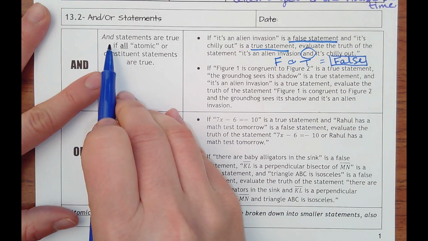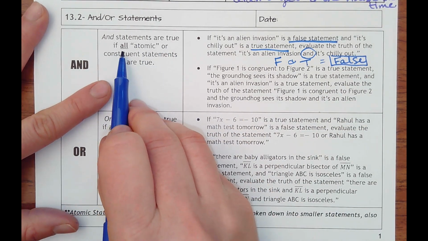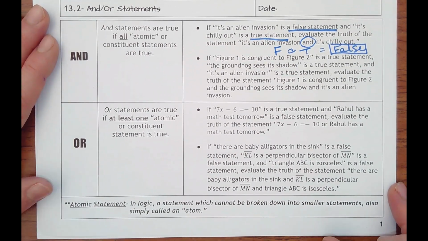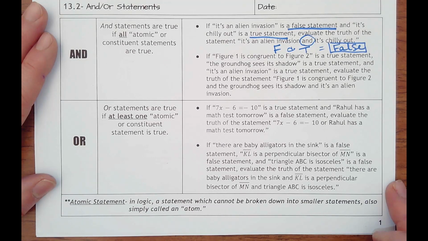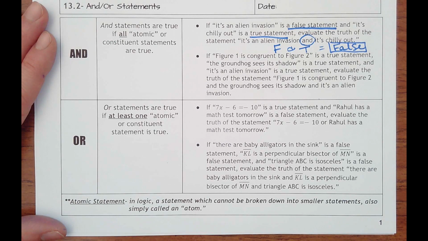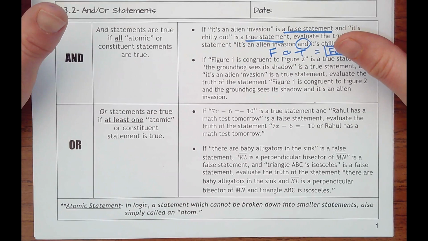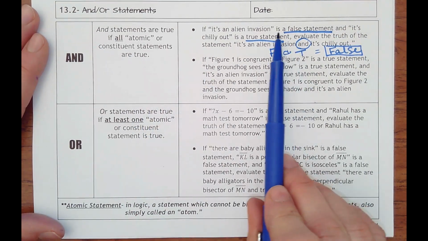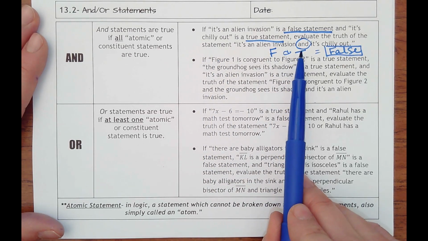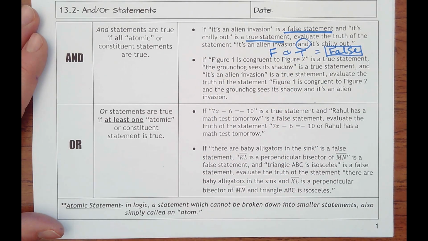So what I need you to know is that and statements are true only if all of the atomic or constituent statements are true. I've never heard this word atomic in terms of language, so I looked it up. An atomic statement in logic is a statement which cannot be broken down into smaller statements, also simply called an atom, which does make sense. You know, an atom in science class is the smallest form of life. And so we've got these atomic statements of an alien invasion and it's chilly out. When those are not all true, and we're saying and between them, then it's false overall.